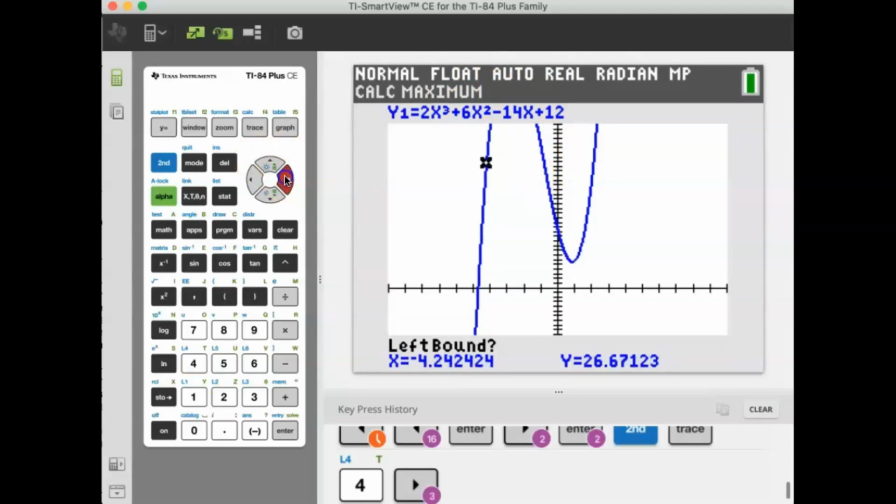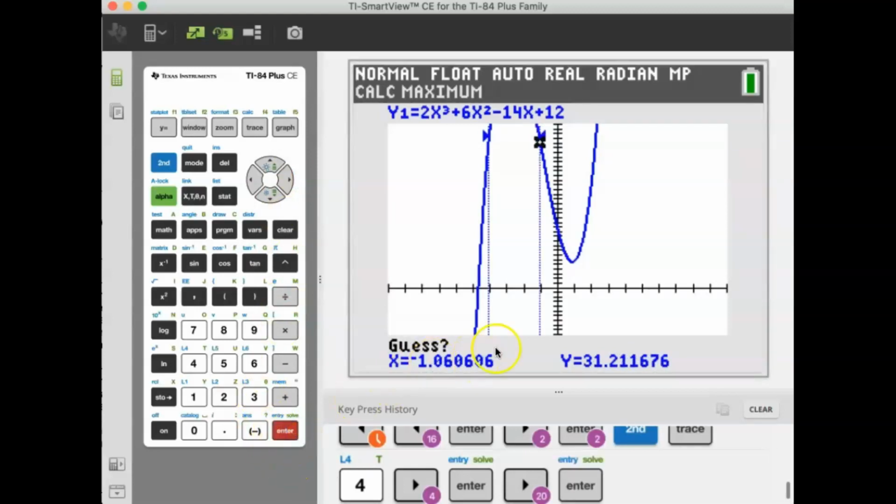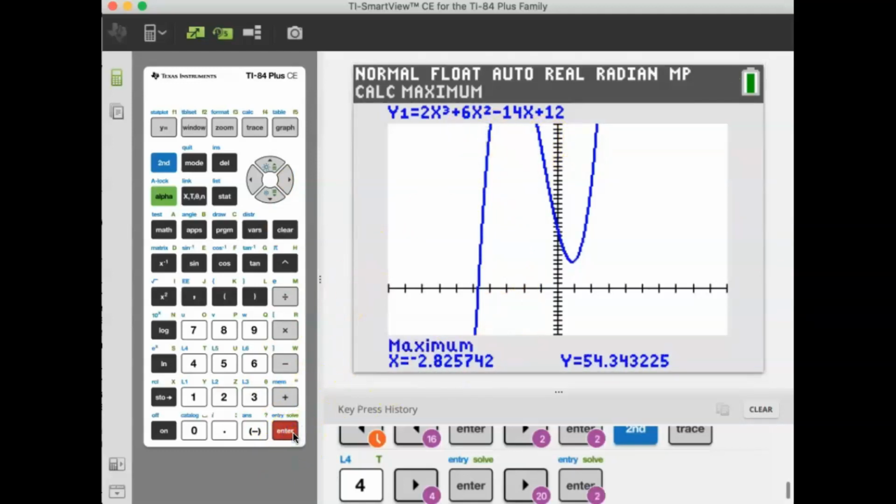So I need to, again, give my calculator a left boundary. Yep, I'm to the left, so I'm going to hit enter. And then I need to move to the right of where that turning point is. So my calculator has an area in which to search. I see my cursor again, so I'm going to hit enter. Calculator asks me, is this where that relative maximum is located? And I'm going to hit enter to guess yes. So the maximum, and I'm writing this down with you guys, hopefully as you are, is located at approximately negative 2.83, comma 54.34.